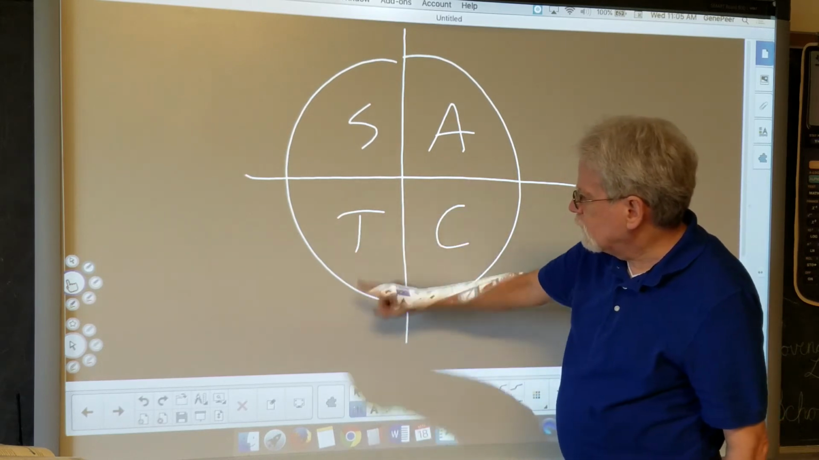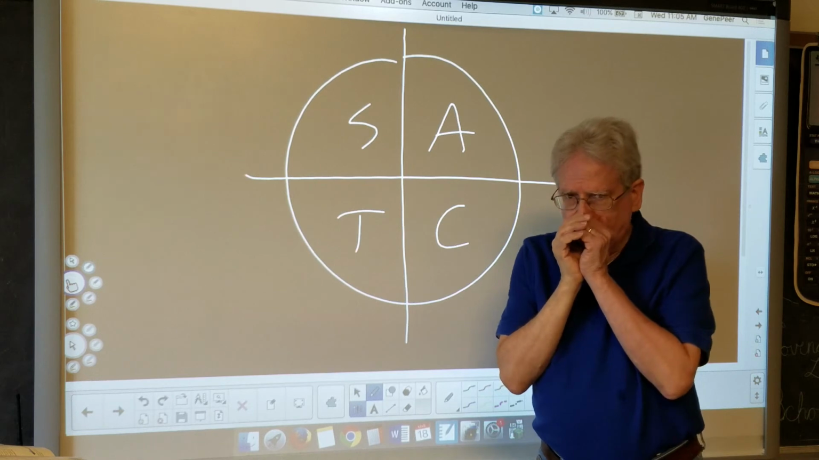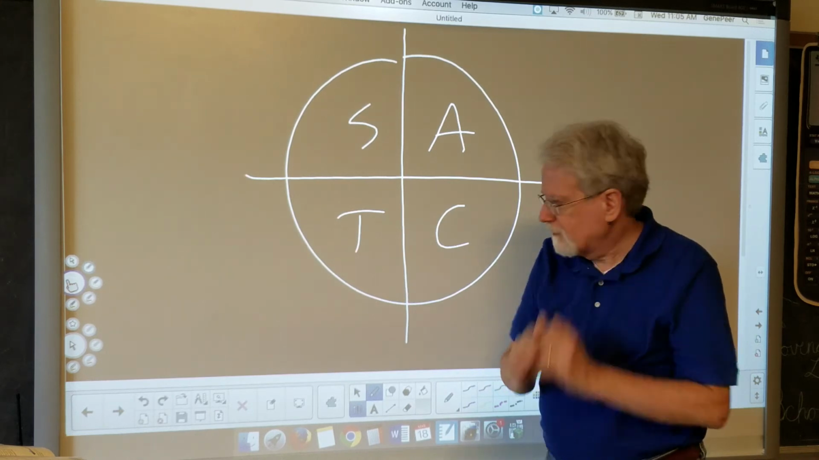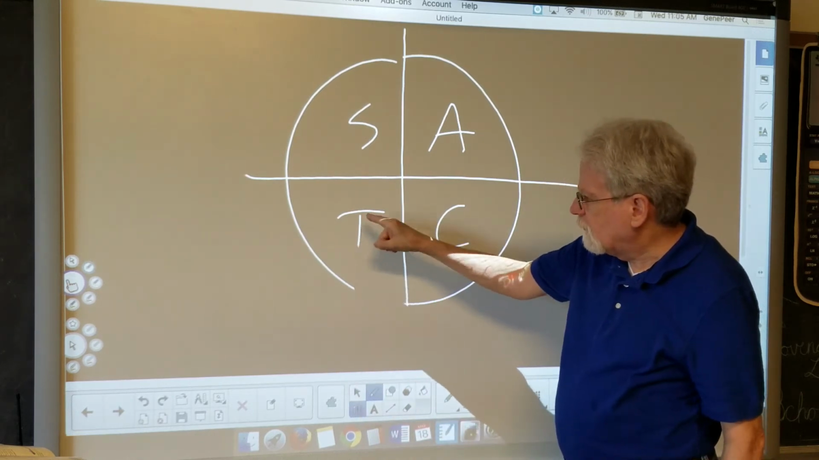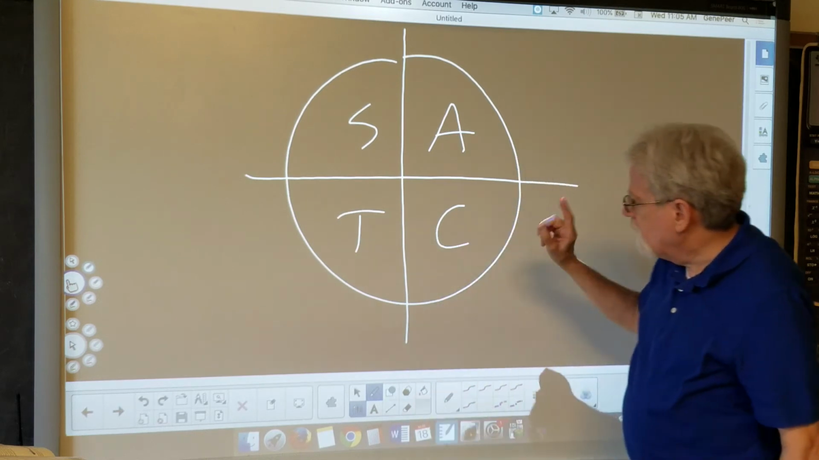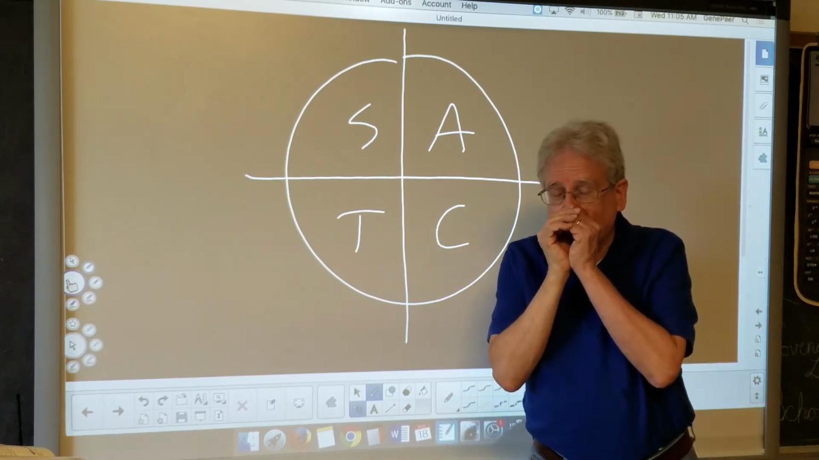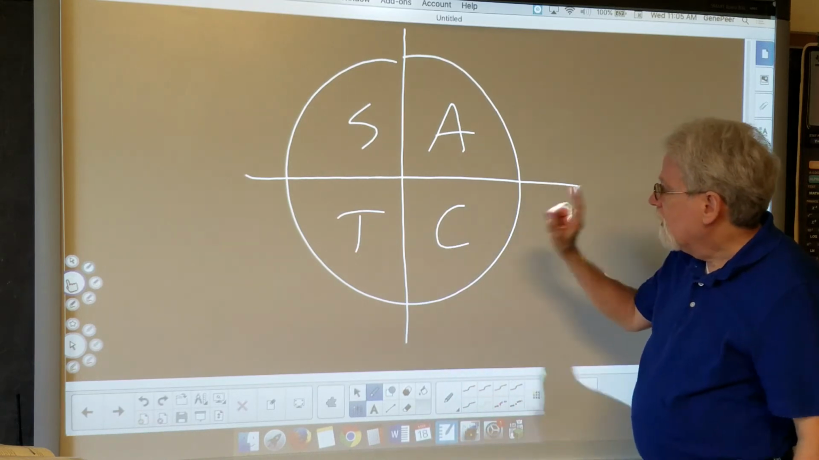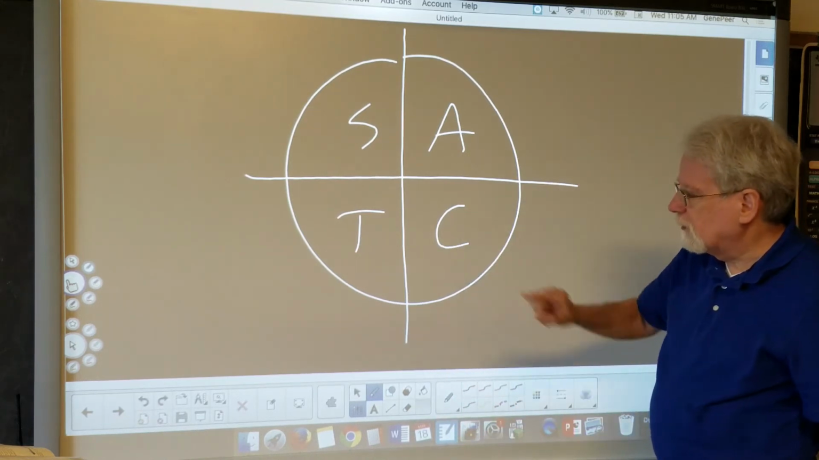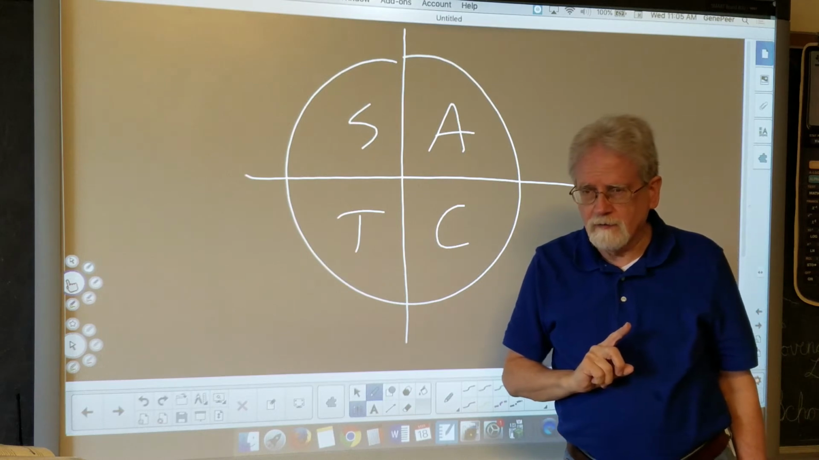In the third quadrant, only tangent and its reciprocal cotangent. Only tangent is positive, the rest are negative. And in the fourth quadrant, only cosine and its reciprocal secant. Only cosine is positive, the rest are negative.